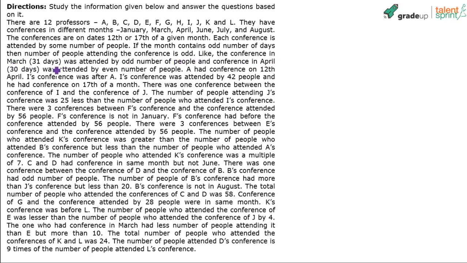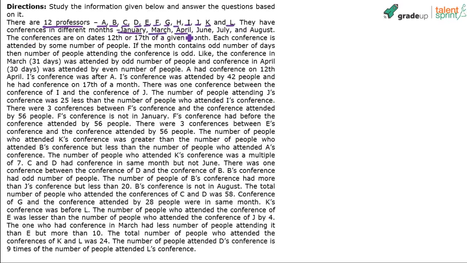Like the conference in March, which has 31 days, was attended by an odd number of people, and the conference in April, which has 30 days, was attended by an even number of people. Okay. Now, what do we understand from this? There are 12 professors. Who are these 12 professors? A, B, C, D, E, F, G, H, I, J, K, and L. They have conferences in different months.